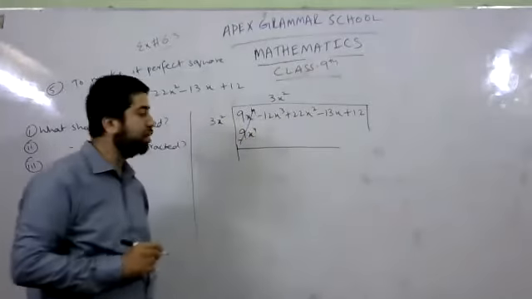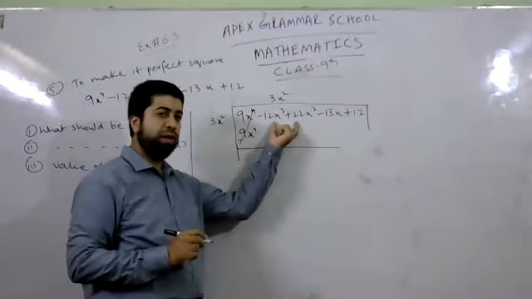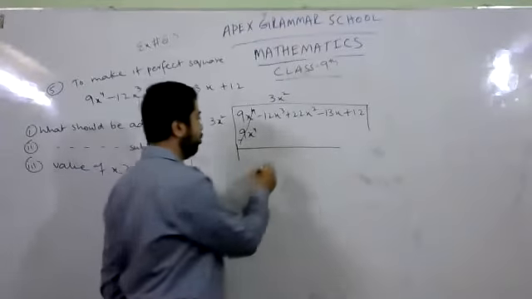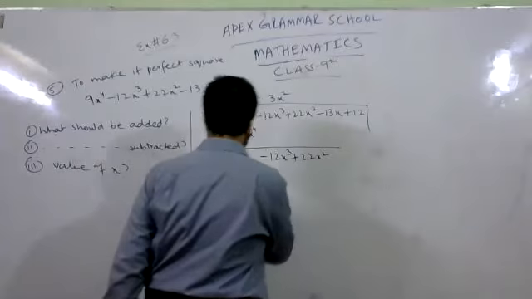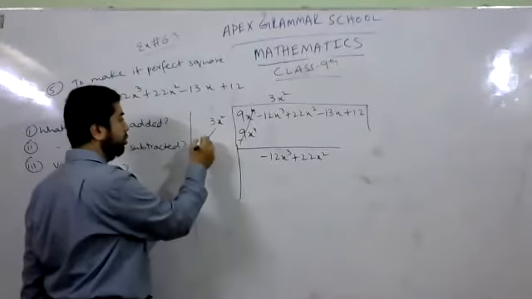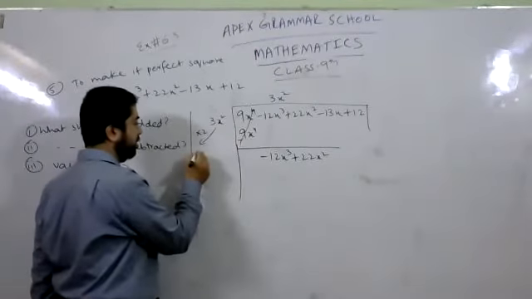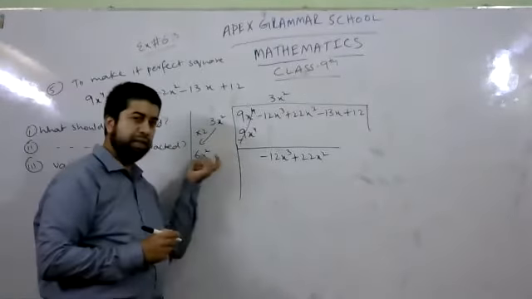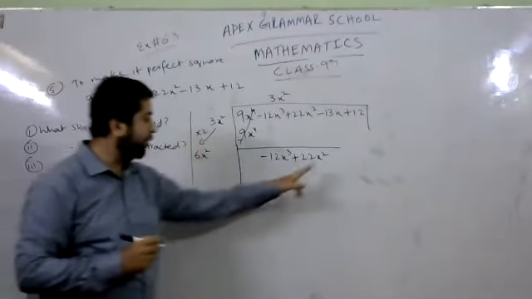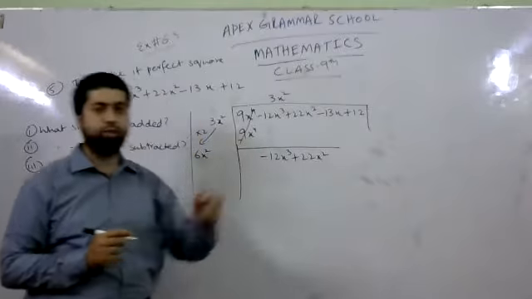Now after that, lift these two values here: minus 12x cubed plus 22x squared. Multiply this 3 with 2, which is 6x squared. And now we need another value of divisor. How can we find it? The very first value is minus 12x cubed to the left side.